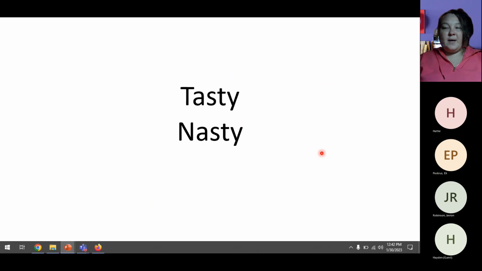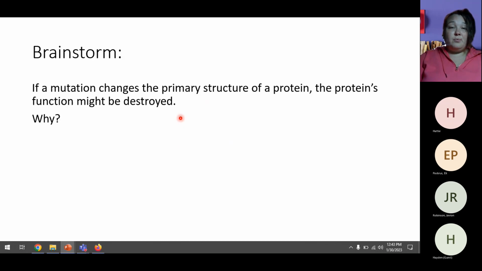I just put this here to show you how little changes can make a huge difference in the overall meaning of a word. In the same way, tiny changes in one amino acid of a protein, or maybe two amino acids of a protein, is going to make a huge change in the overall protein. Any ideas why? I'm going to open up a short answer question. So just think about it. If one of the amino acids is changed, if the primary structure is changed, why might that destroy the overall function?